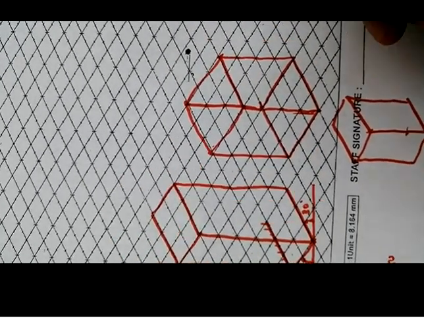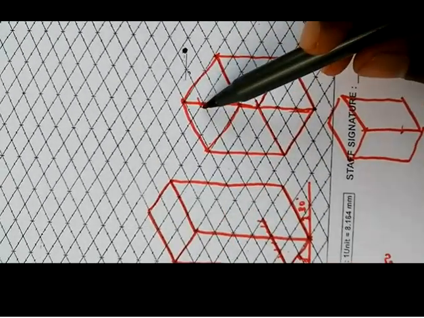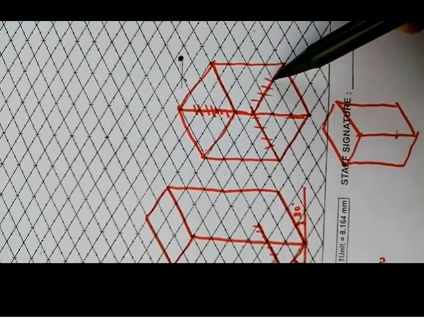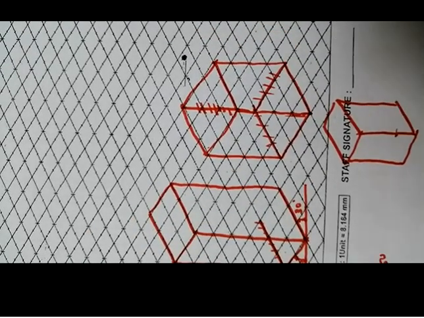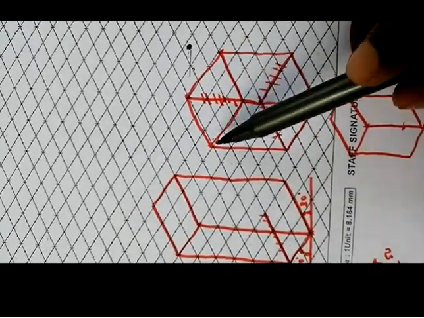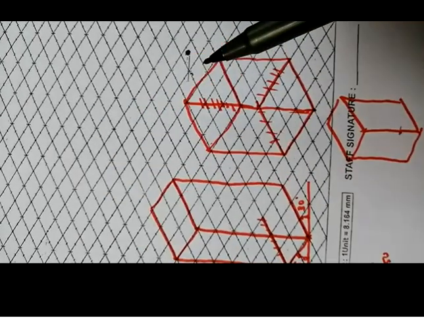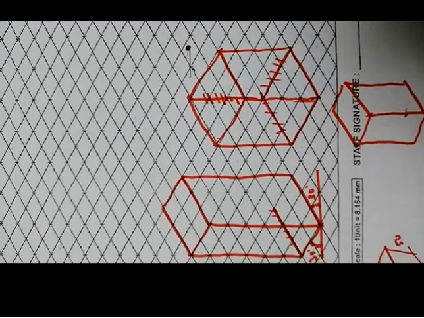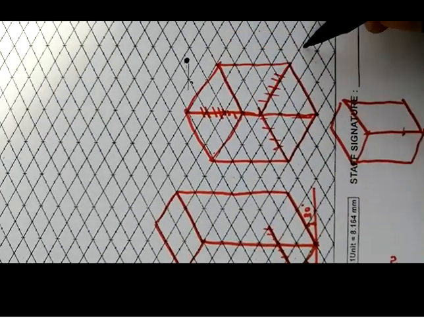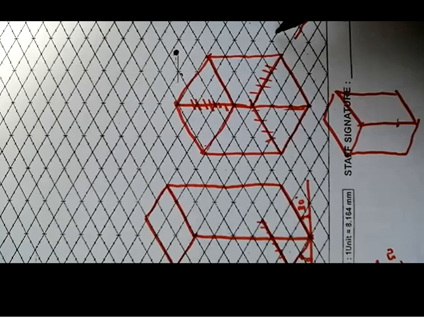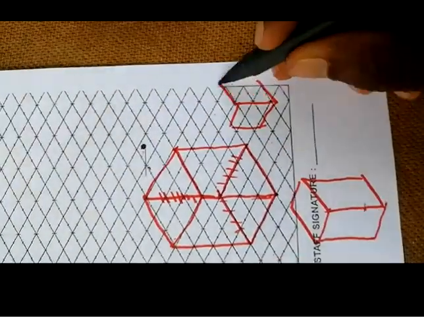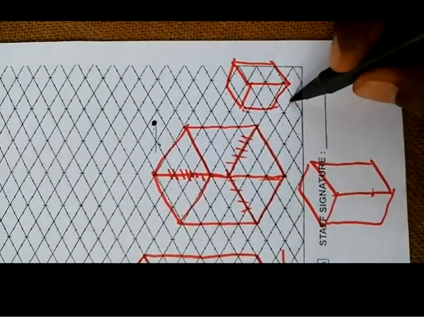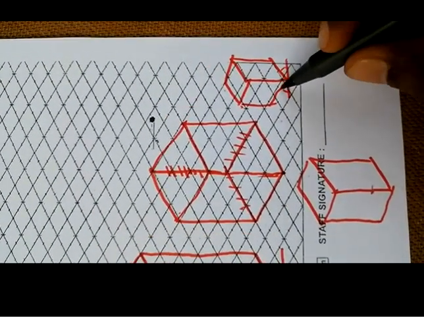In this square prism, identify which lines are not visible. This is not visible. This is not visible. Similarly, this line is not visible. Erase these lines and make the remaining lines thick. So after erasing these three lines, your final diagram will be like this. Draw one horizontal line, mark this angle 30 degree.